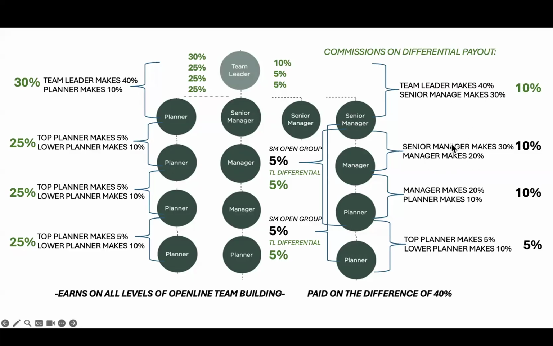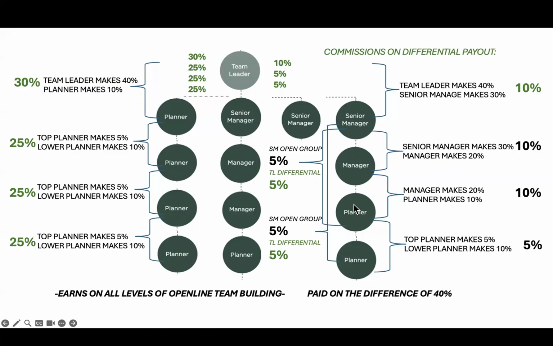The senior manager makes 30% and the manager makes 20%. So the differential payout between the two is what? 10%. So the senior manager took 10% on his level 1 differential payout. But because there are no other senior managers on his level 3 and 4, the level 3 planner and the level 4 planner is ultimately the SM open group of the 5%.